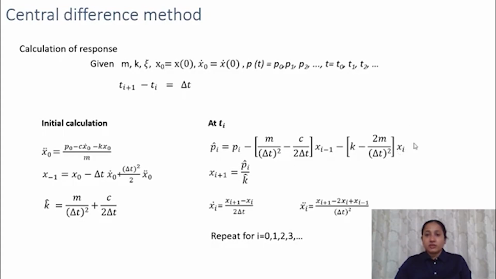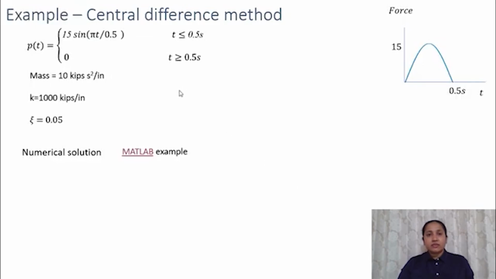So using these, we can calculate x1, that is the displacement at the next instant, after a time difference delta t. After calculating x i plus 1, we can substitute that value and calculate the values of velocity and acceleration at instant i. Now let's solve an example using the central difference method.